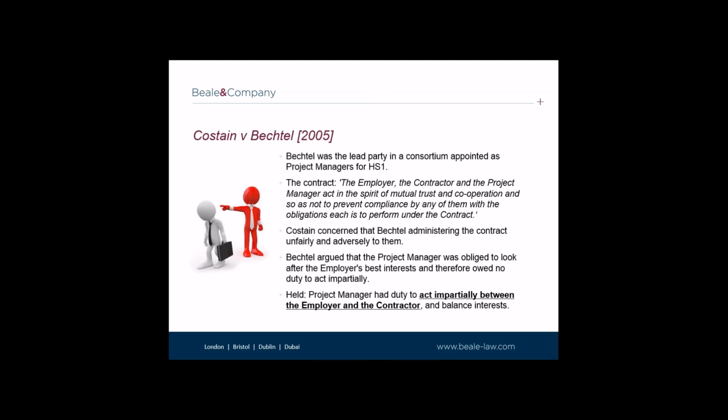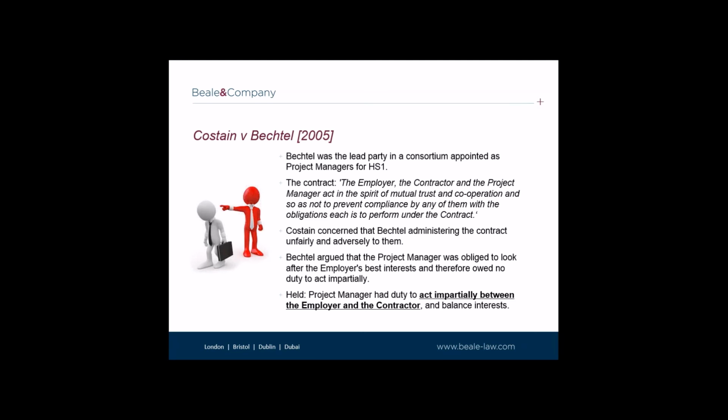Bechtel responded to that claim saying that they were required to look after the employer's best interests and that, accordingly, they didn't owe a duty to Costain to act impartially in respect of consideration of their payment applications. Well, the court disagreed with Bechtel, holding that it was properly arguable that when assessing sums payable to the contractor, the project manager did owe a duty to act impartially, as between employer and contractor, and not to act in the interests of the employer only. Strike one perhaps for the NEC there, and understanding the role of the project manager.